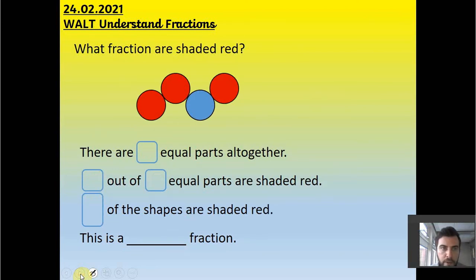So let's have a go at this one now. What fraction are shaded red? I want you to have a go at this. Fill in the blanks and then we'll check it together, okay? Pause the video now.